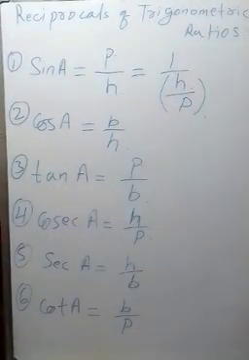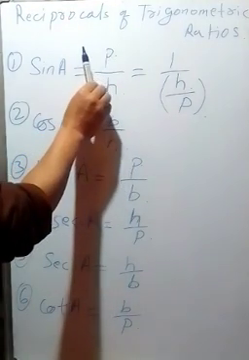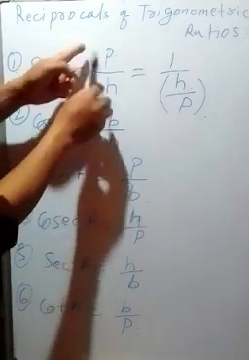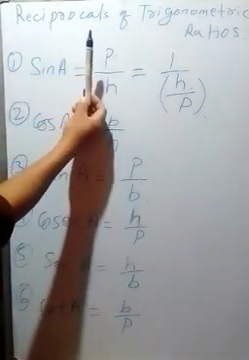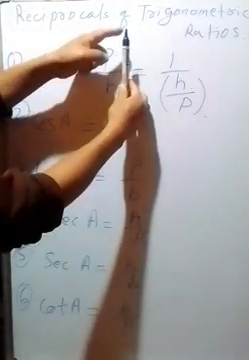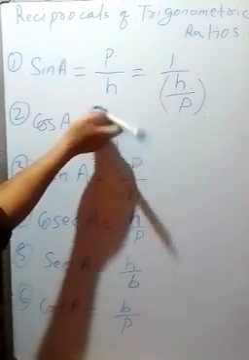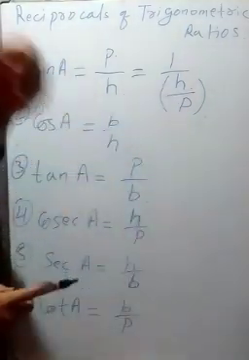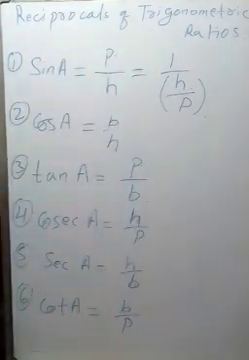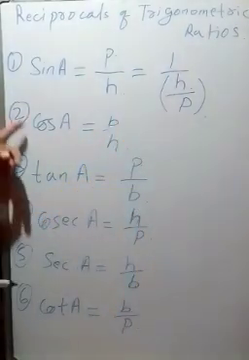When you invert this P by H, then P goes down, H will be up. Or you can imagine this is a pen: when the head goes down, its foot will be up. Similarly, P goes down, H will be up, in the numerator. And from trigonometric ratio, we know that this is 1 divided by H by P.